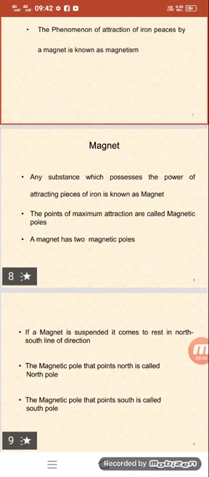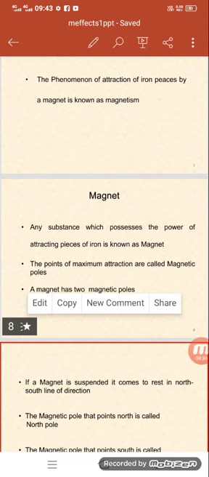It is very important to learn. Suppose we suspend one magnet with some thread in the air; it always indicates the north and south direction. Whatever magnetic pole indicates the north direction is called the north pole, and whatever magnetic pole indicates the south direction is called the south pole.